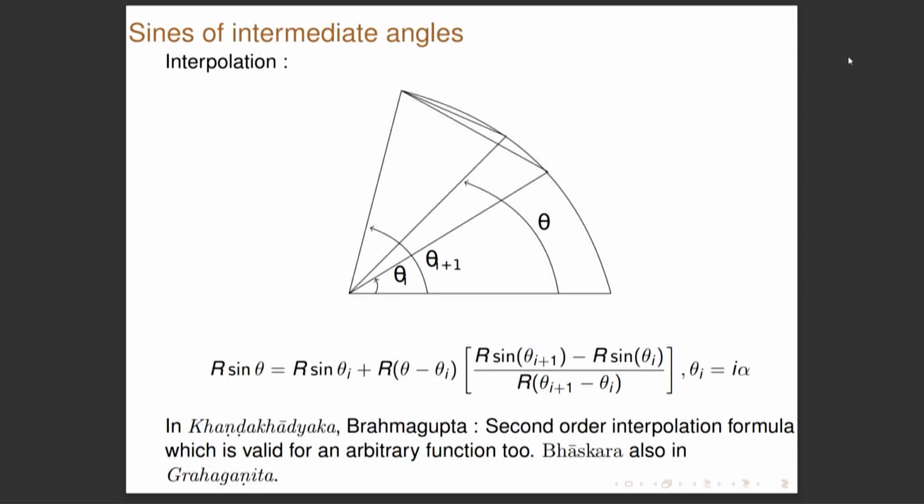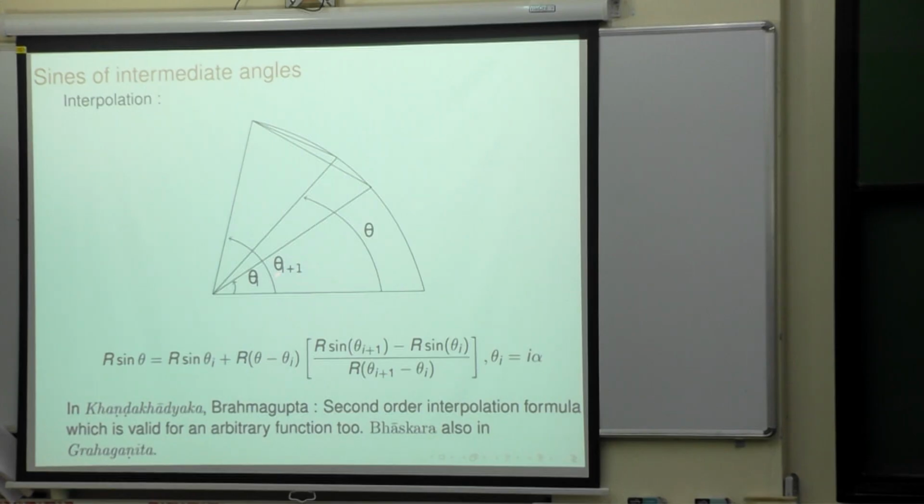And for intermediate angles, there are many texts, even Bhaskara 1 says so. They say this is the formula, this is how you have to do it. So sin theta lies between theta i and theta i plus 1, where theta i is i into alpha and theta i plus 1 is i plus 1 into alpha. Suppose theta lies in between. Then take the sine for this angle and the sine for this angle. So sin theta is R sin theta i plus R times theta minus theta i into this by this. So this is the interpolation formula.